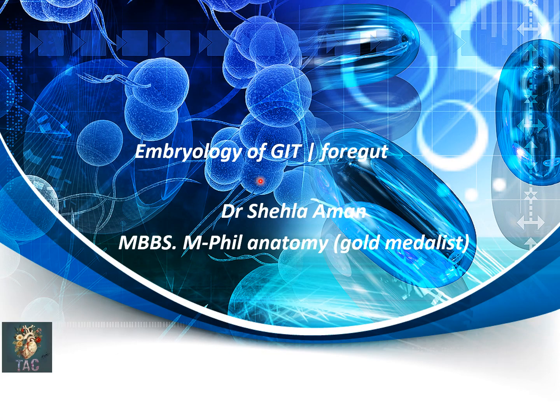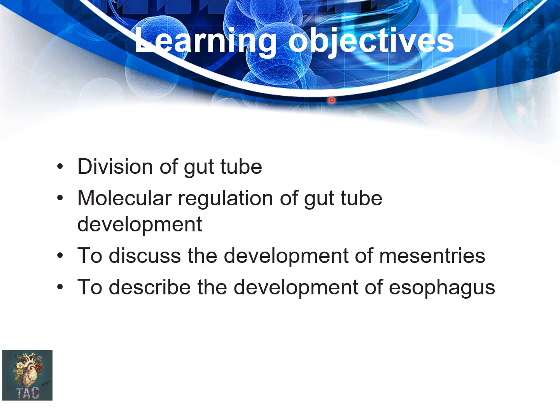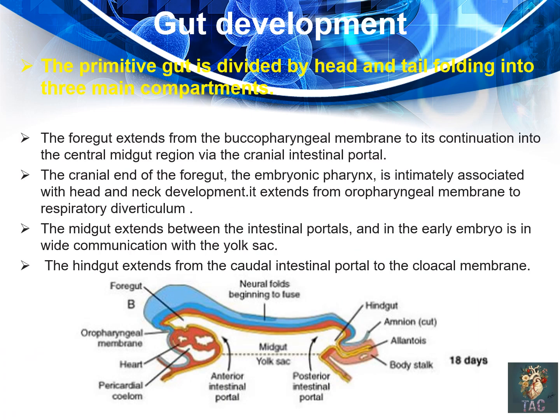Today we are going to start with the embryology of the gastrointestinal system, and in today's class we will do the foregut. So the learning objectives for today's class are the division of the gut tube, the molecular regulation of gut tube development, to discuss the development of the mesenteries, and describe the development of the esophagus. By the end of the lecture you will understand all these terminologies and all these topics.